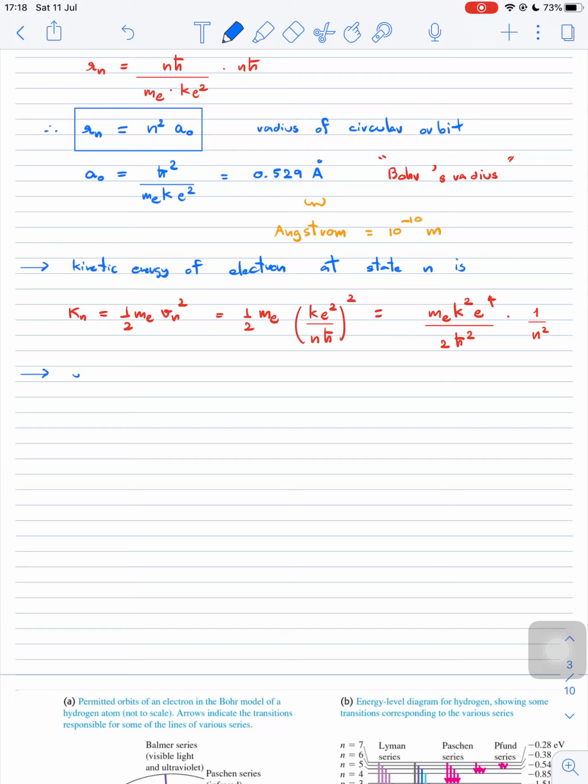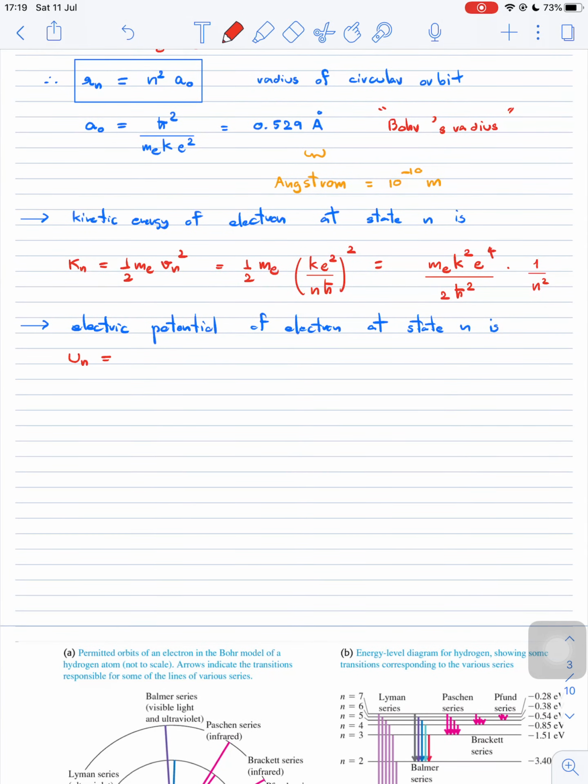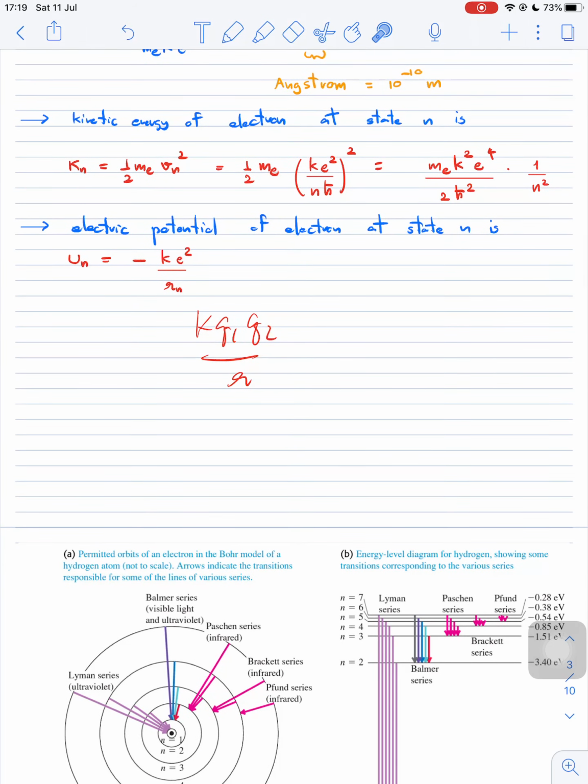Next, let's find the electric potential energy of the electron at the state n. The equation is Un equal to, from the midterm, k q1 q2 over r. In this case it's equal to negative k e squared over Rn. The charges of the electron and the proton have the same magnitude e, so that's why it's e squared here. But the negative sign comes from the charge of the electron being negative, so you need to put the negative in the equation as well.